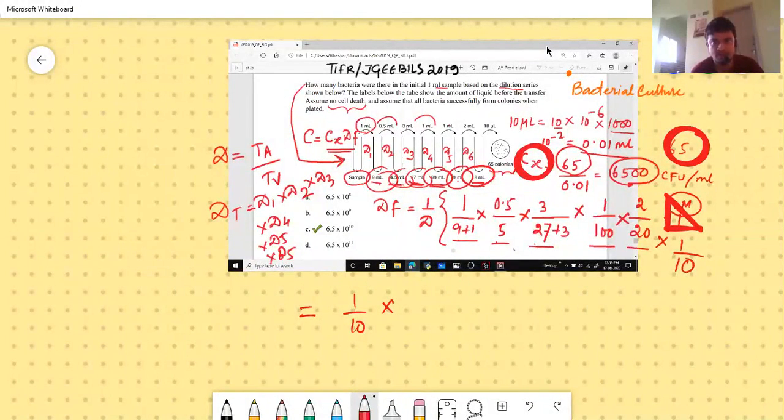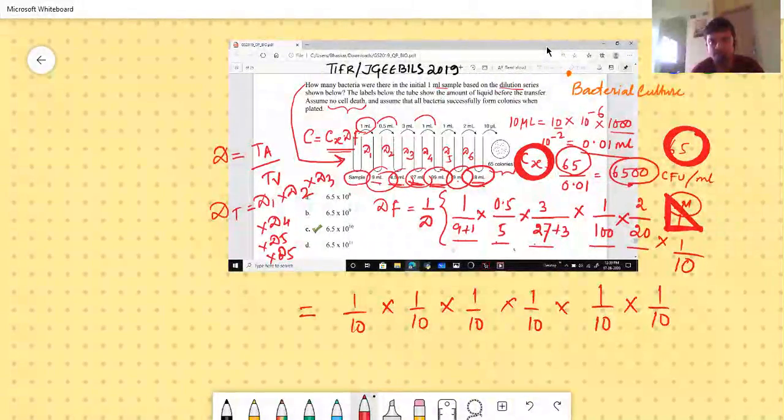That means 1 by 10. 3 by 30 is 1 by 10. 1 by 100, then 1 by 10 again. Then 2 by 20 equals 1 by 10. So continuously we have taken first, second, third, fourth. Fourth one is 1 by 100, then 1 by 10. So total it is equal to 10 to the power minus 1, 2, 3, 4, 5, 6, 7. 10 to the power minus 7.